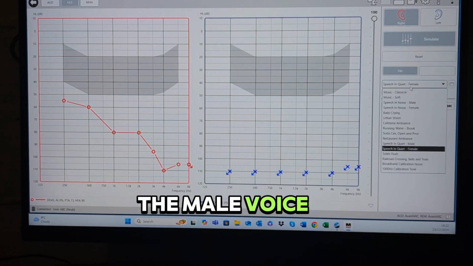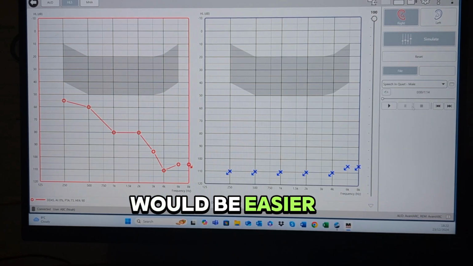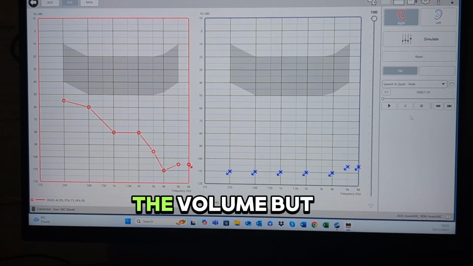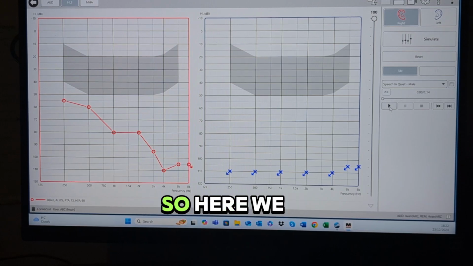I'm going to go to the male voice. I suspect the male voice will be easier in terms of audibility, meaning the volume, but the clarity won't be any different. So here we go.